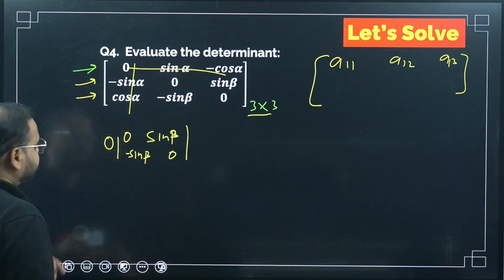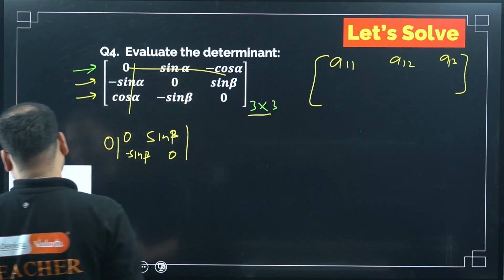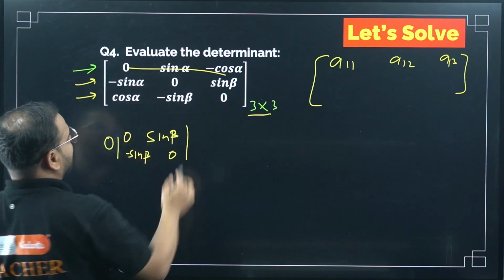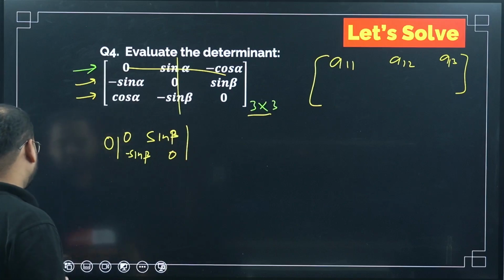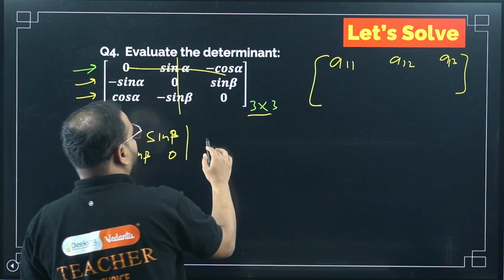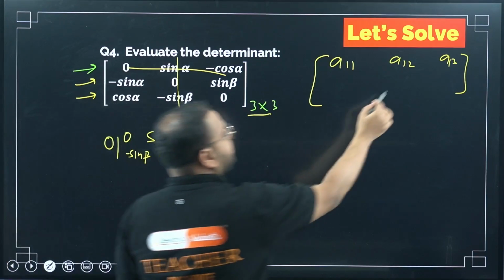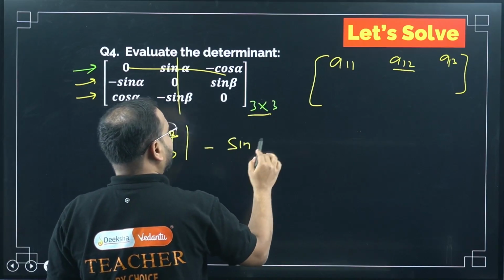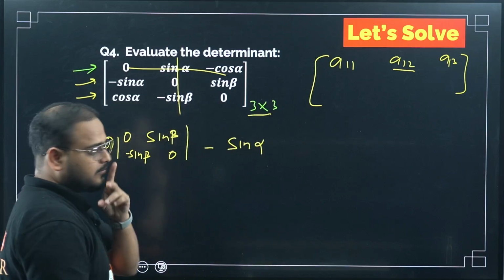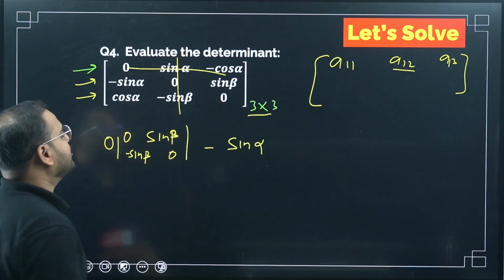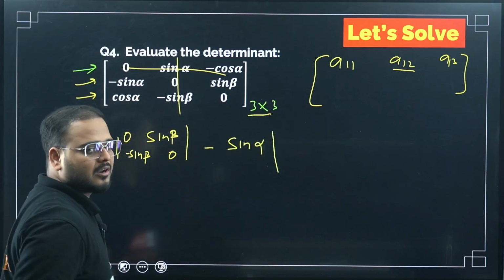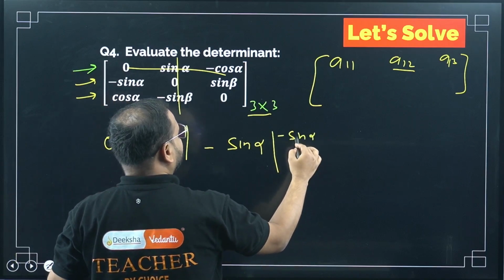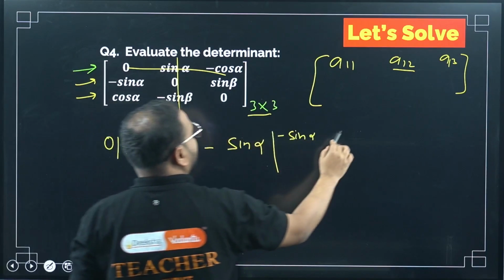Okay. Next, first row and first column is done. I'll do the first row and second column. What am I going to do? Plus sign? No, sir. It is A12, so odd, so negative sign. Minus sine alpha. What is cut off? First row and second column is cut off. So what is left now? Form another matrix with this square matrix. So minus sine alpha, okay, this one. And what is the next element?